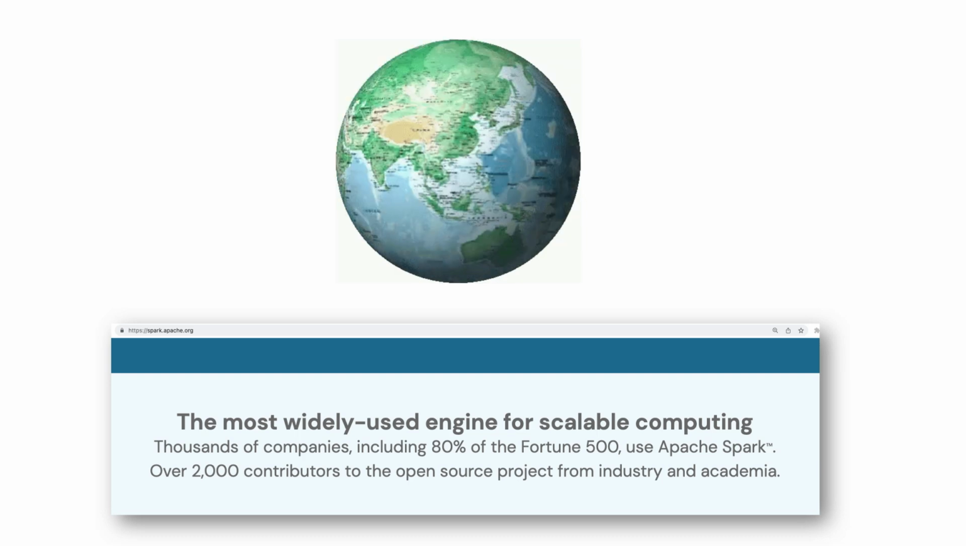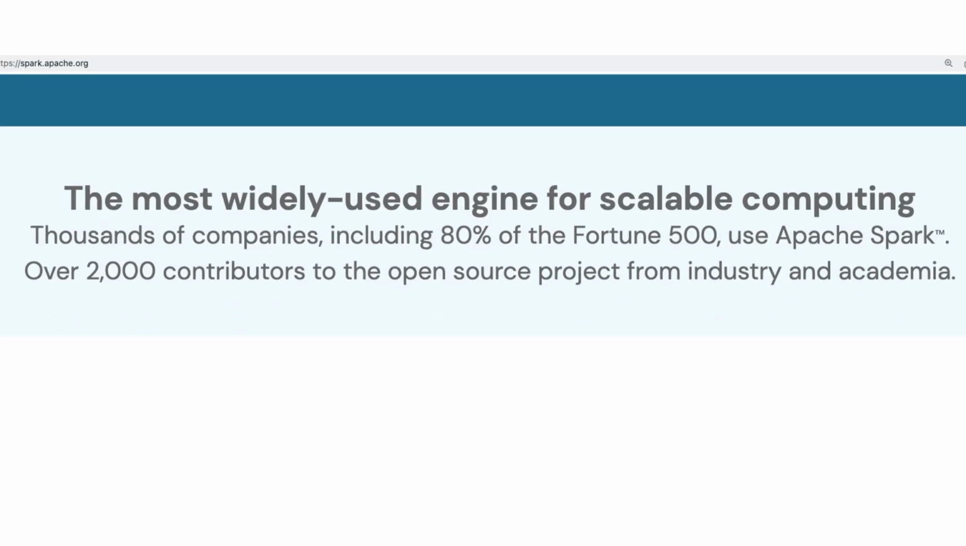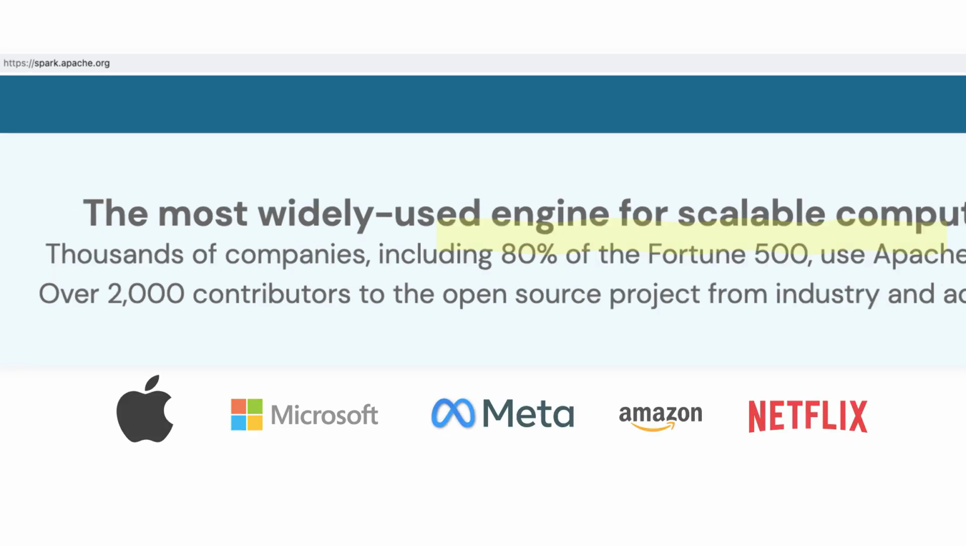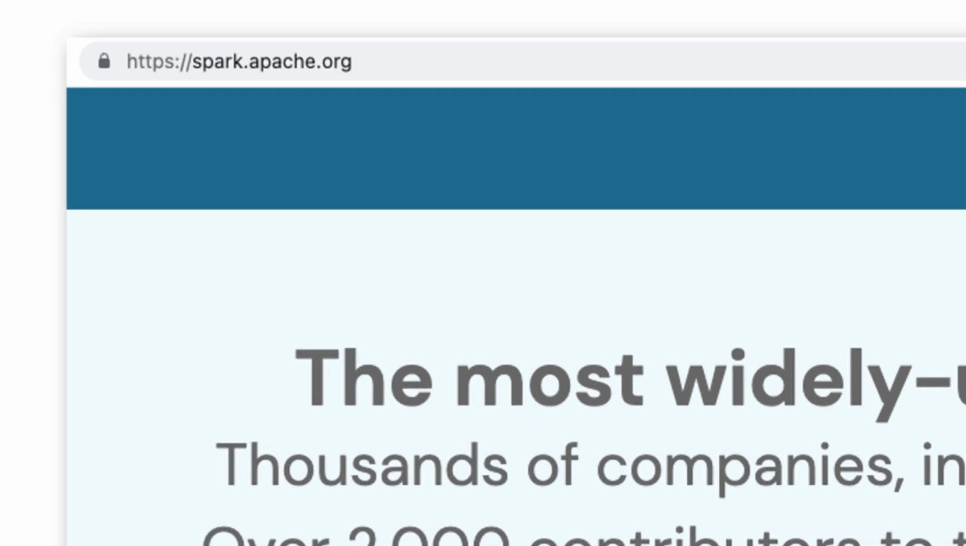Now, Spark is world's most widely used engine for scalable computing. In fact, 80% of Fortune 500 companies use Spark. Some of the prominent names including Apple, Microsoft, Meta, Amazon, Netflix. And the source of this info is Spark's official website.